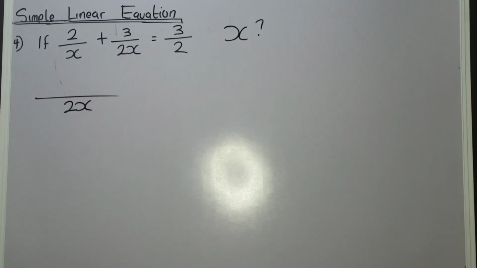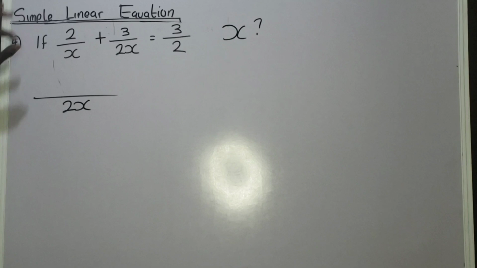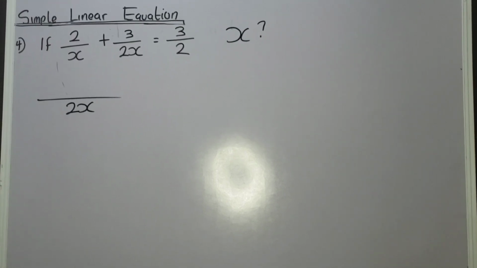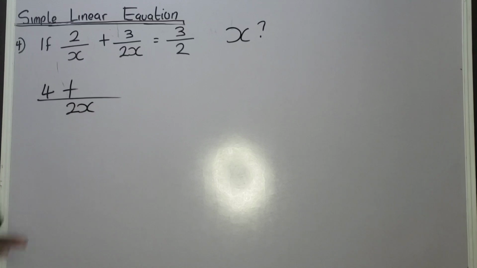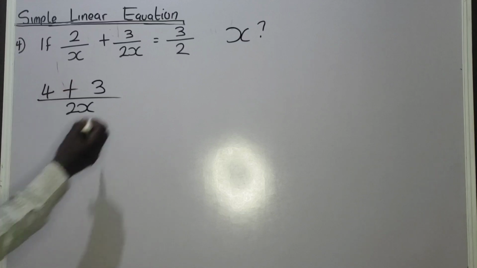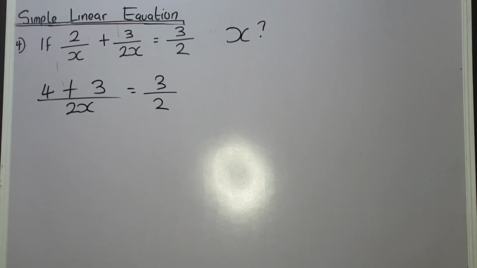So 2x divided by x, that will be what? 2. 2 multiplied by 2 is what? 4. So I'm going to have 4 plus 2x divided by 2x, that is 1. 1 multiplied by 3, that is what? 3. Okay, 4 plus 3 is equals to 7 all over 2x. Do you understand?